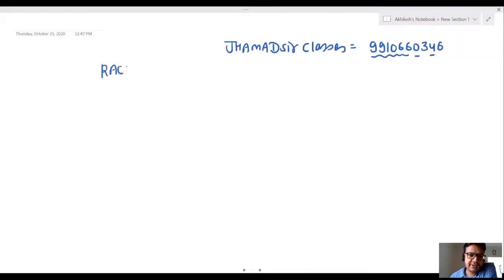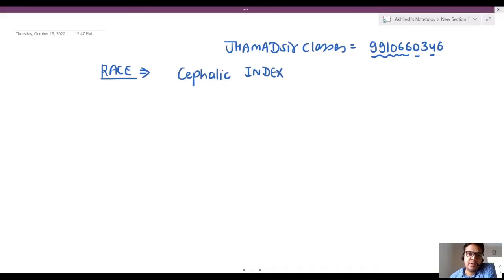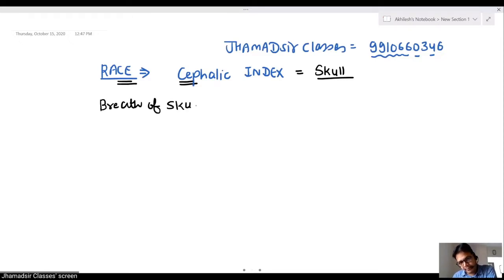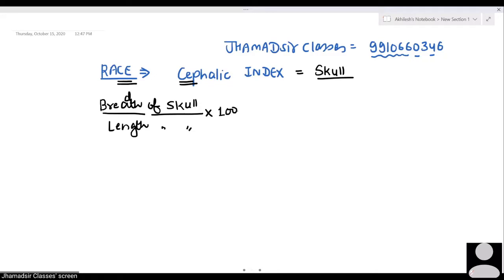How to identify race? For race identification, we use cephalic index. How to remember? R-A-C-E, race. C is cephalic index. Cephalic index is an index of the skull bone. What is cephalic index? Breadth of skull bone divided by length of skull bone into 100. This is known as cephalic index.